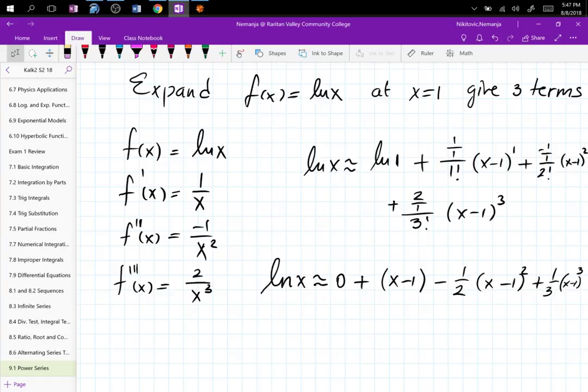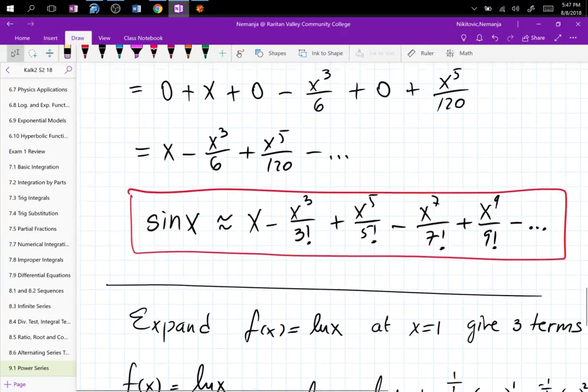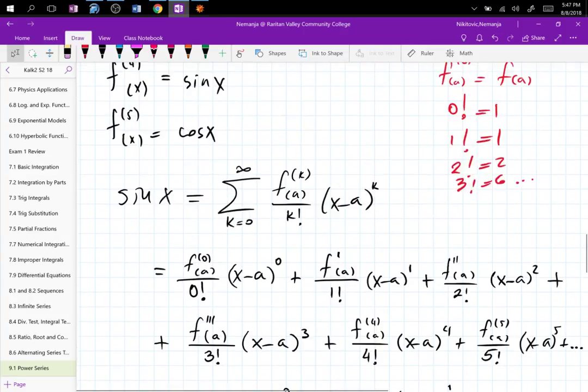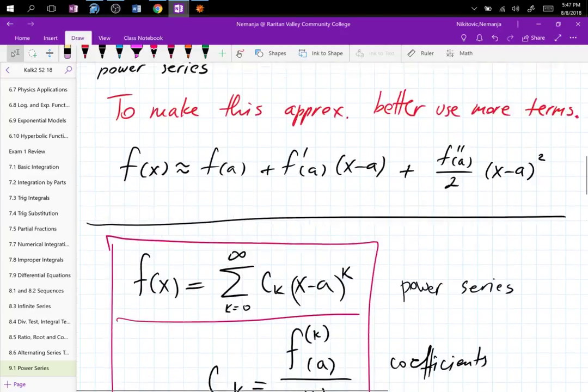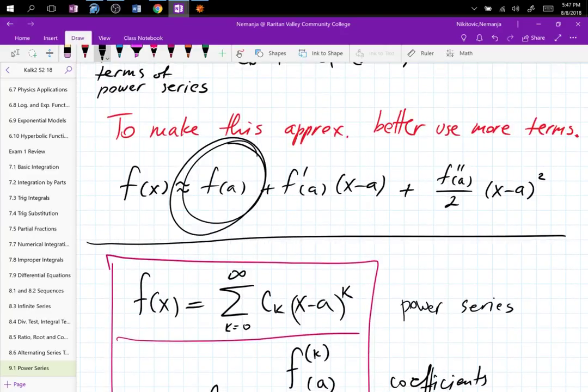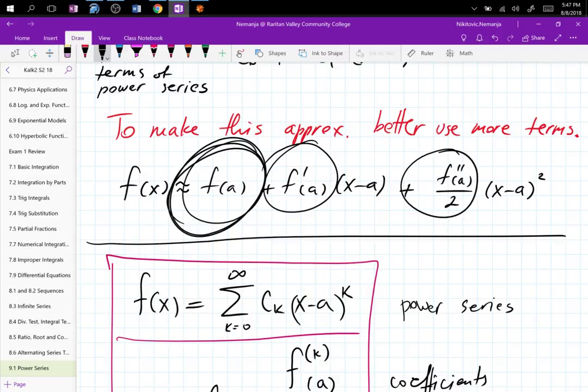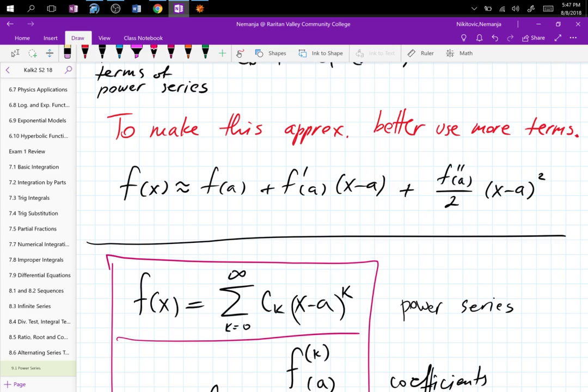Yes? How come the first ln that cancels to 0 is ln of 1? Because wouldn't it be... The first term is f of a, right? Okay. So first term is f of a. You see how the first term is f of a? Okay. So that's the original function, and then you go with your derivatives and have fun with that. Okay. So f of a, and a is 1.